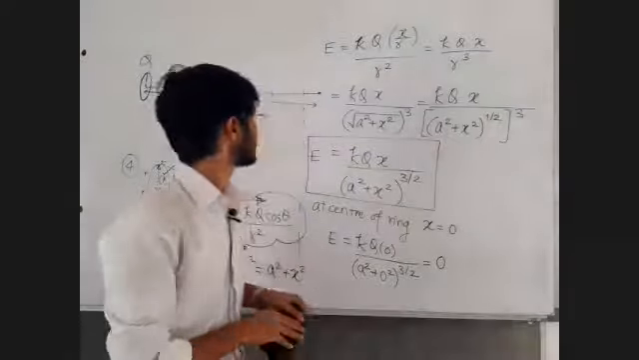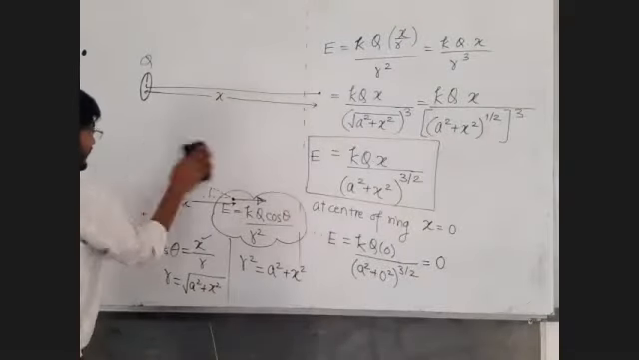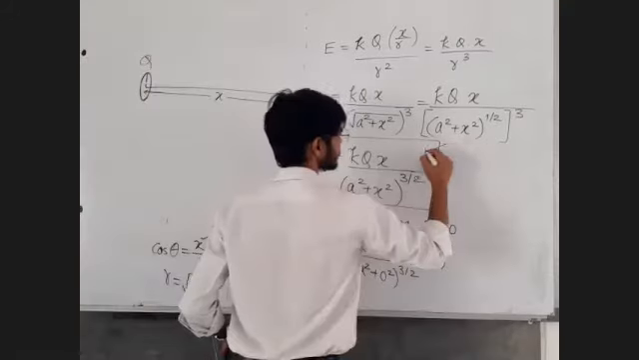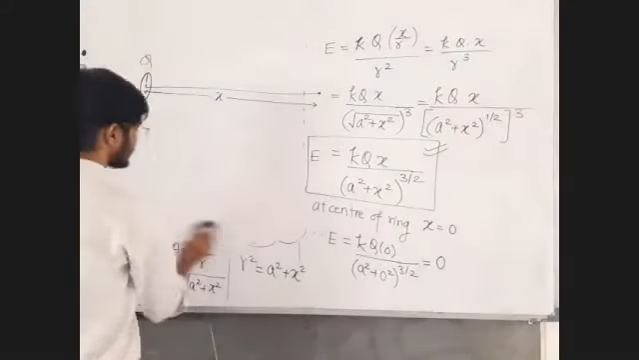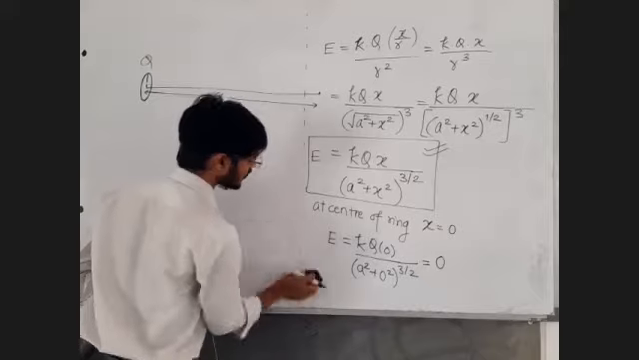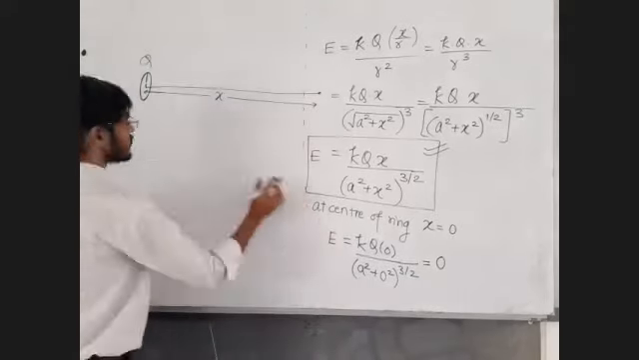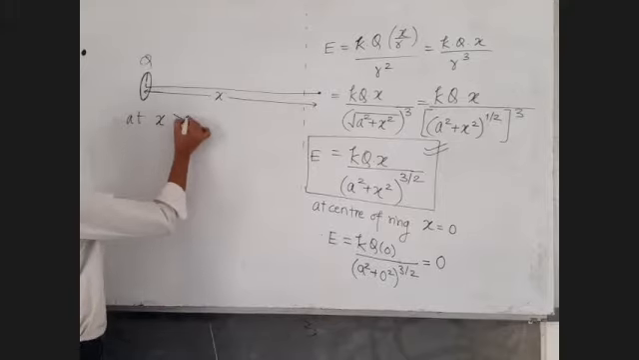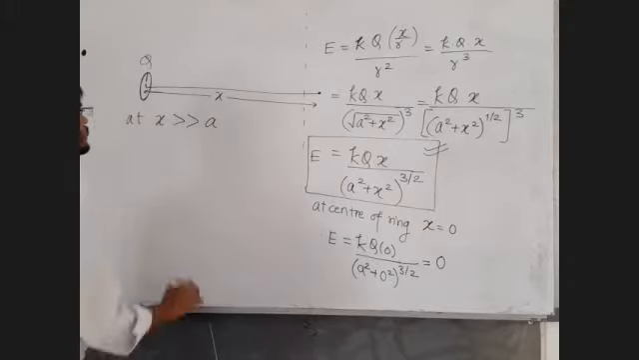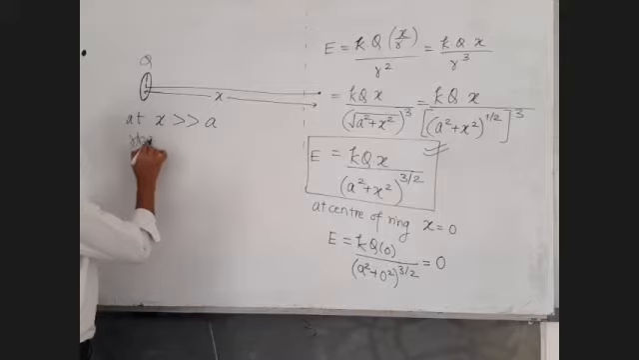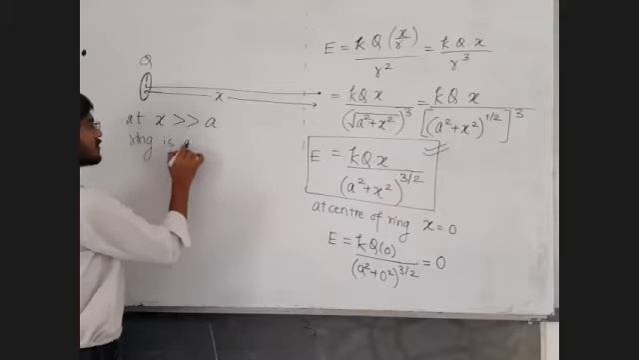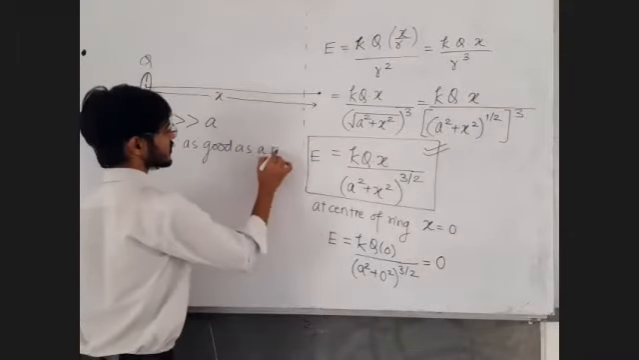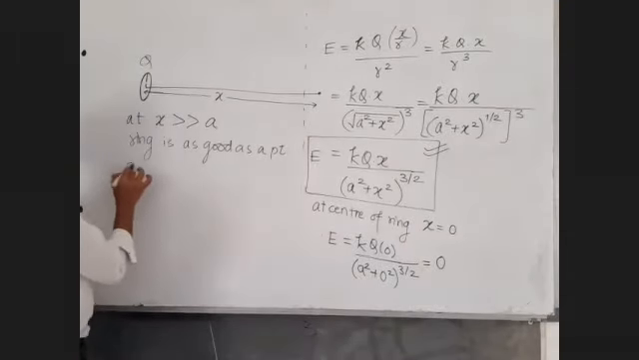Okay. Now you will realize the beauty of this equation. At very, very large distance, write down, means x is very, very large compared to the radius of the ring. Write down: ring is as good as a point charge.